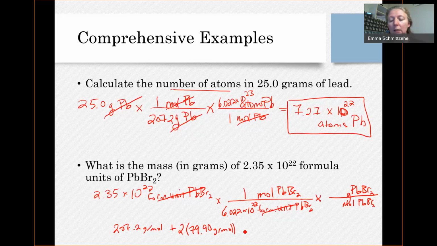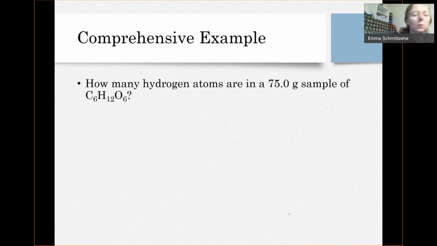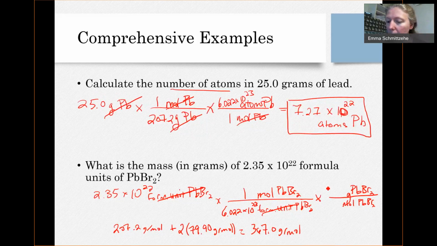And so that's going to give me the molar mass. So 2 times the 79.90 plus 207.2. And so that gives me 367.0 grams per mole. And oops, back. So I'm going to put that in here, 367.0. I rounded to 1 decimal because of the lead. Okay, so that's going to cancel my moles and give me grams.